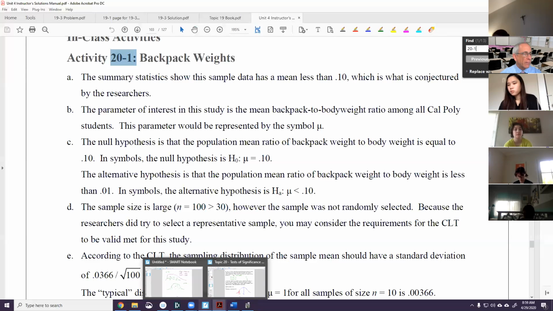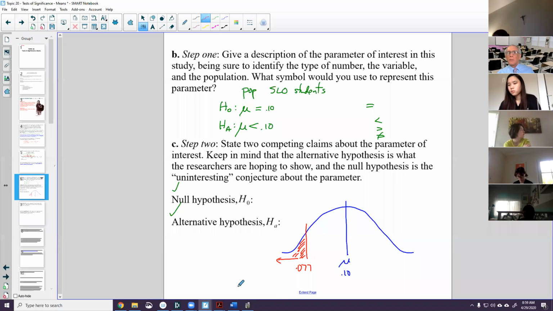And part of the way I determine whether it's less than or greater than, because I certainly understand what you're saying, Maddie, is when I look at my test statistic, I know what my center is going to be. My center is mu at 0.10, and my test statistic is to the left of that. It's on the less than side, and that's kind of how I help place it.